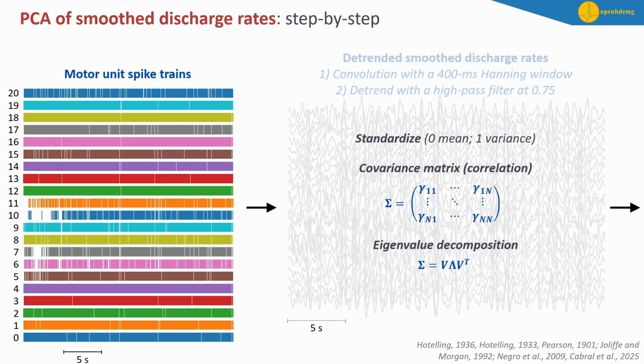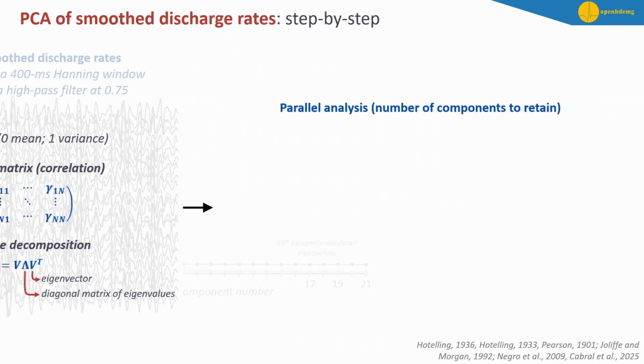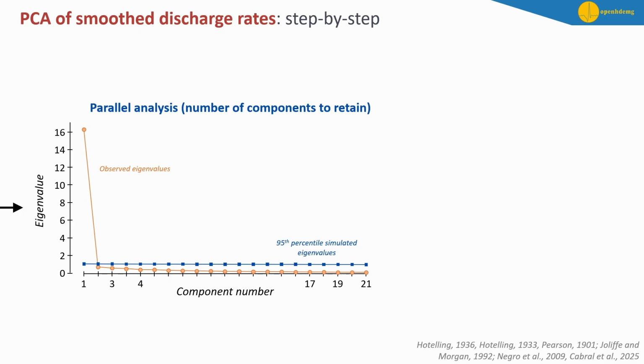And what does it mean? It means that we are calculating the eigenvectors, which are these low dimension projections, okay? And then we also have the eigenvalues. The eigenvalue for each of these components indicates how much it explains in terms of variability of the smooth discharge rates. A very standard step is to define how many components we need to retain, because the technique provides as many components as we have motor units, okay? To do so, we have implemented, in a paper that we published last year and also in the library, what we call parallel analysis.